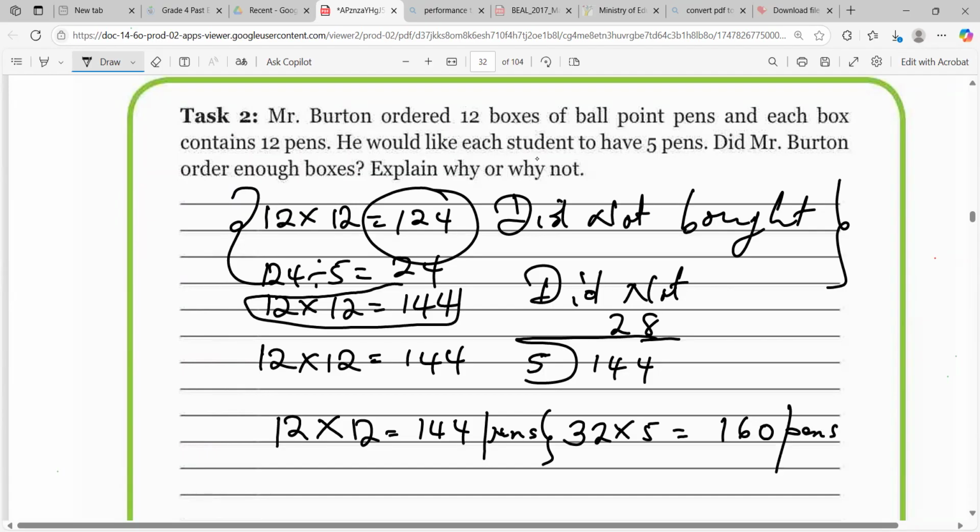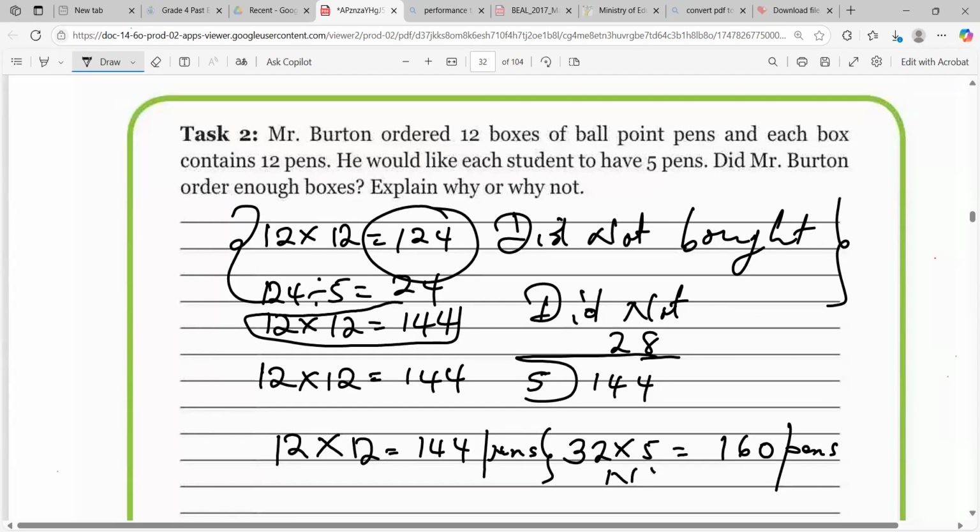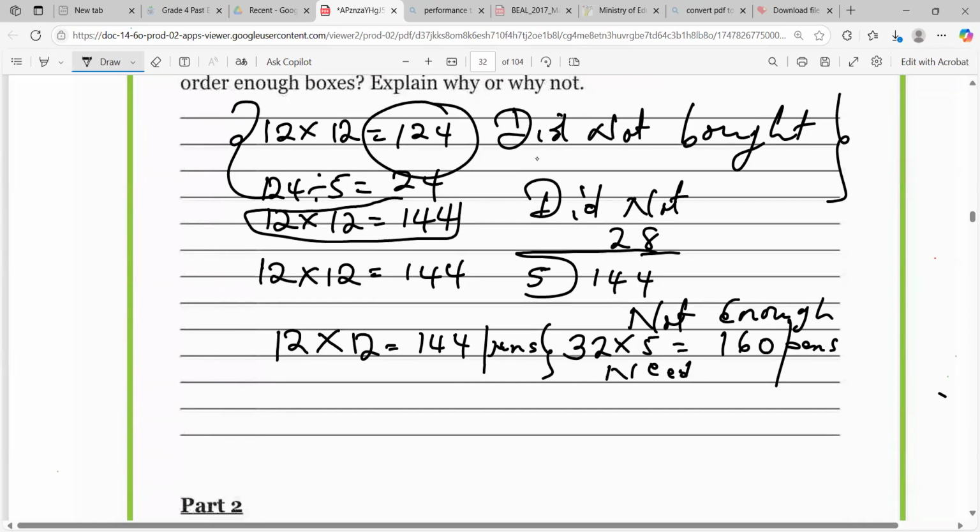And then, sir, my answer is no, because he needs at least 160 pens to be able to share among the 32 students equally, because he wants to give each student 5 pens. All right, very good.